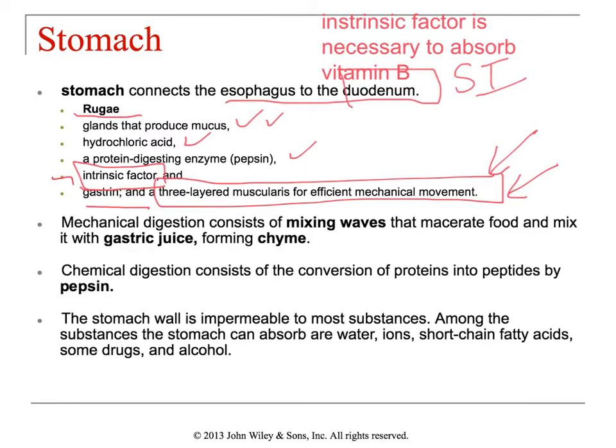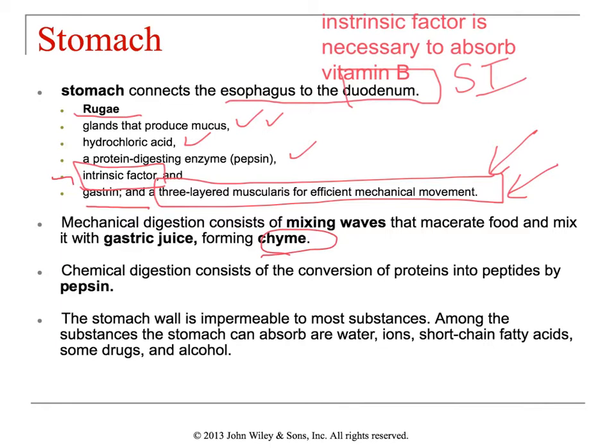Now, what's going to happen is all those 3 muscle layers are going to mix up the food and break it up, and mix it with the juices being secreted, like the hydrochloric acid, the pepsin, and the mucus. They form this thing called chyme. Chyme is that soupy mixture in your stomach. Chyme is what's going to go into your small intestines.